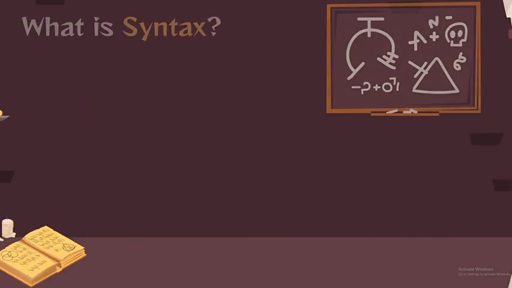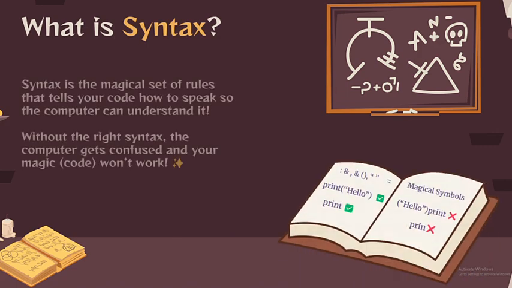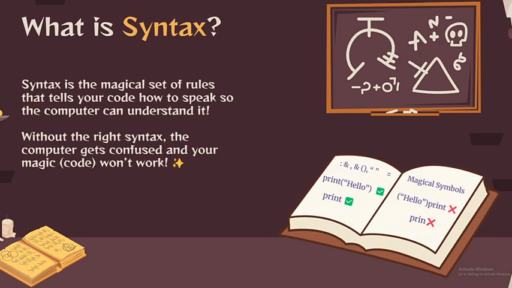Alright, so what is syntax? Think of it like the rules of magic. Syntax tells your code how to speak so the computer can actually understand it. If something's out of place, like a missing quote or misusing a symbol, the spell breaks. Look at this example. Print hello works just fine. But if you flip it, like hello print, or forget to spell it right, like PRIN, the magic fizzles out.